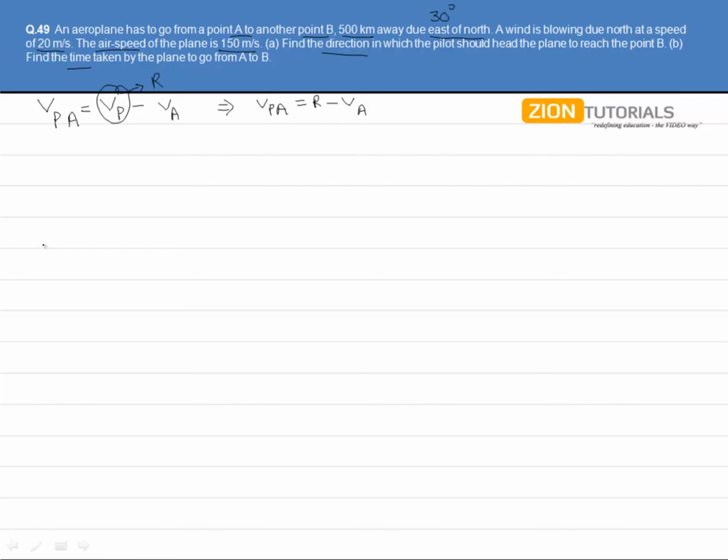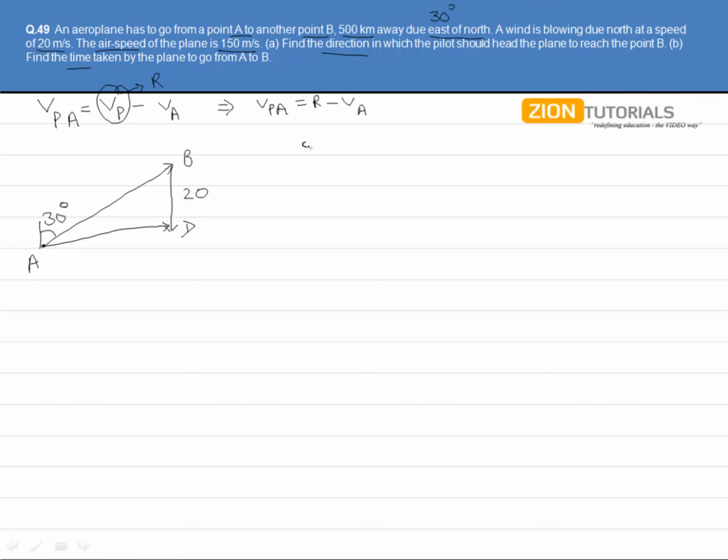Now we have been given that the resultant velocity in the direction AB is at an angle of 30 degrees from the vertical, in which actually the wind is blowing, that is vertically upwards. So we have to do minus VA. So it is in the downward direction with a magnitude of 20. Let us join these points and mark this point as point D. So we have AD being the VPA.